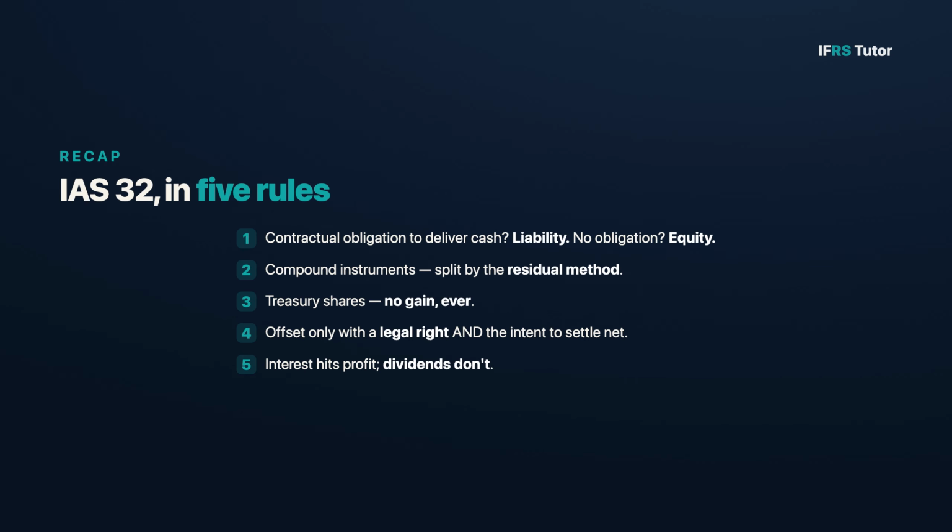1 test decides it. Is there a contractual obligation to deliver cash? Split compound instruments by the residual method. Treasury shares. No gain, ever. Offset only with a legal right and the intent to settle net. And interest hits profit. Dividends don't. That's IAS 32.